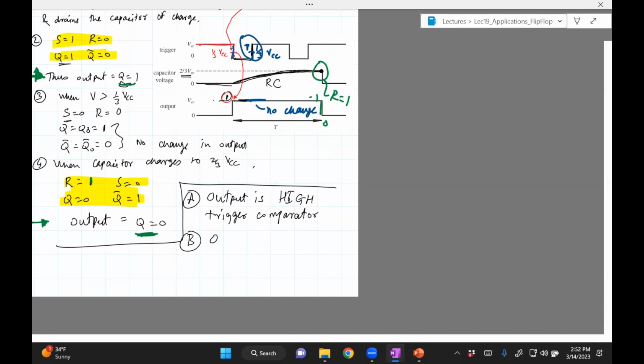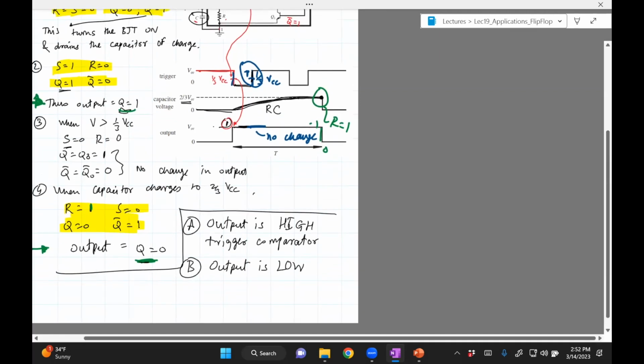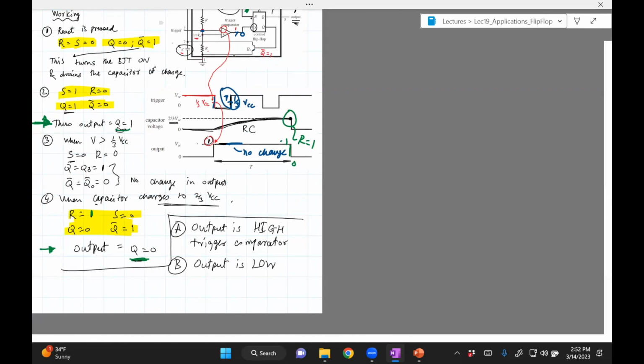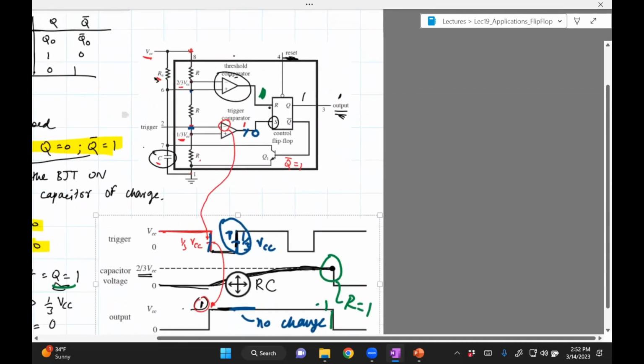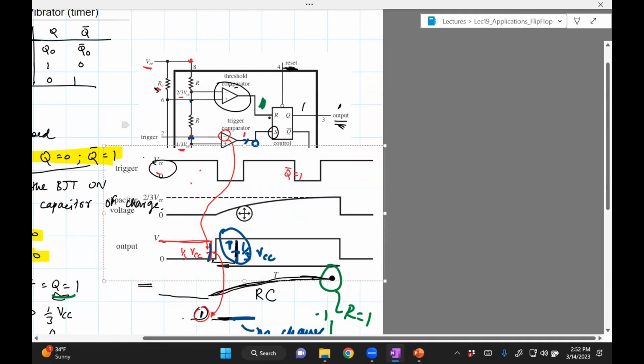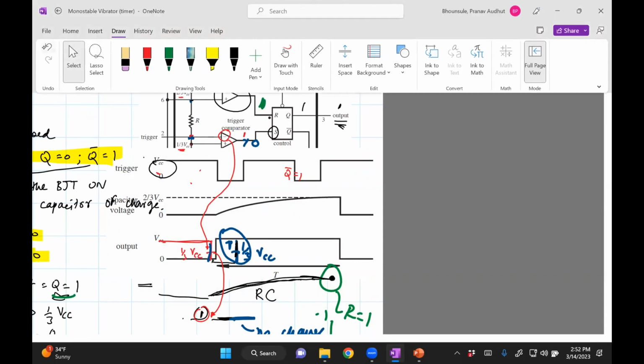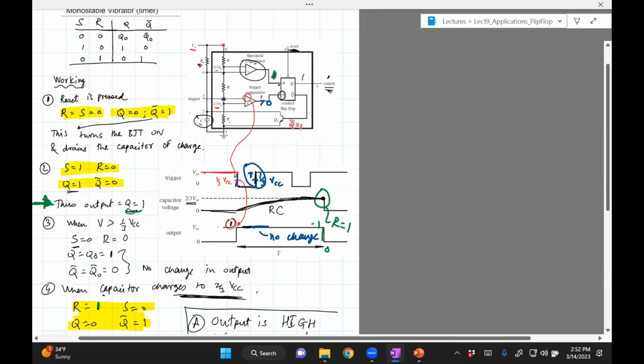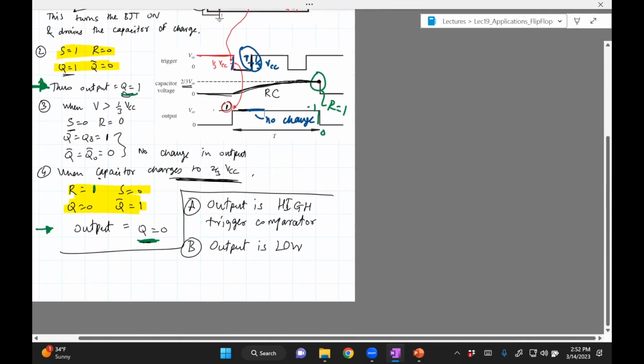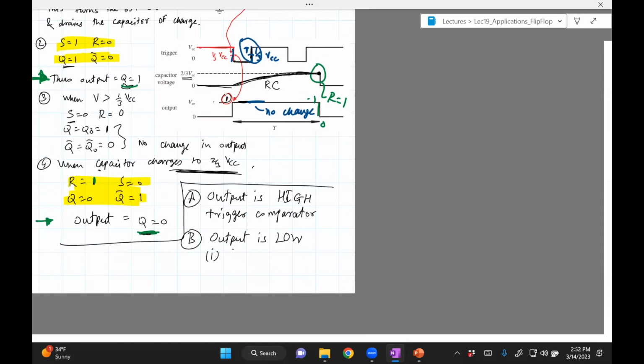But if you want to understand why the output gets low, you see it's here, and that happens because of two things. One is the capacitor charges to 2/3 VCC, which is shown here, and the second thing is that the threshold comparator flips. So the output is low because, one, the capacitor charges, and two, the threshold comparator flips.